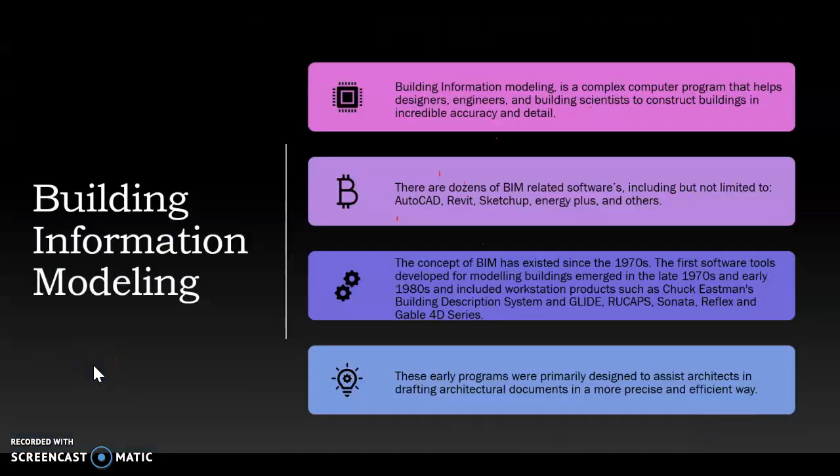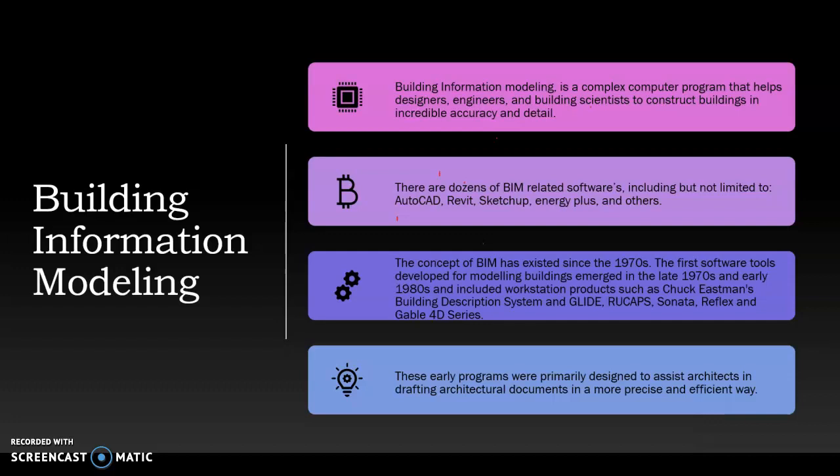So building information modeling is a complex computer program, and it pretty much helps designers, engineers, and all kinds of building scientists to construct buildings with incredible accuracy and detail that is not humanly possible. There are dozens of different BIM-related softwares, including but not limited to AutoCAD, Revit, SketchUp, Energy Plus, and others.